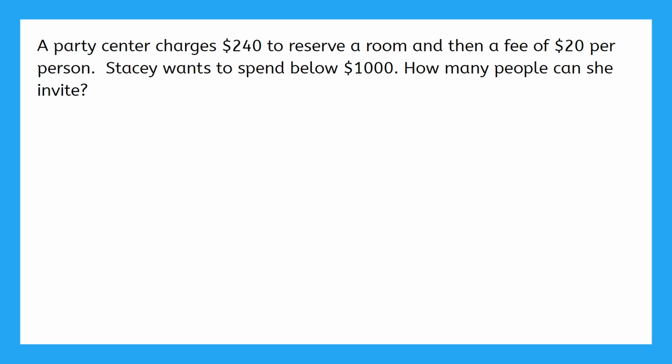One last word problem. A party center charges $240 to reserve a room and then a fee of $20 per person. Stacy wants to spend below $1,000. How many people can she invite? So we know the room costs $20 per person plus the $240 reservation cost. And we know Stacy's limit. The problem says she wants to spend below $1,000, not up to $1,000, but below $1,000.